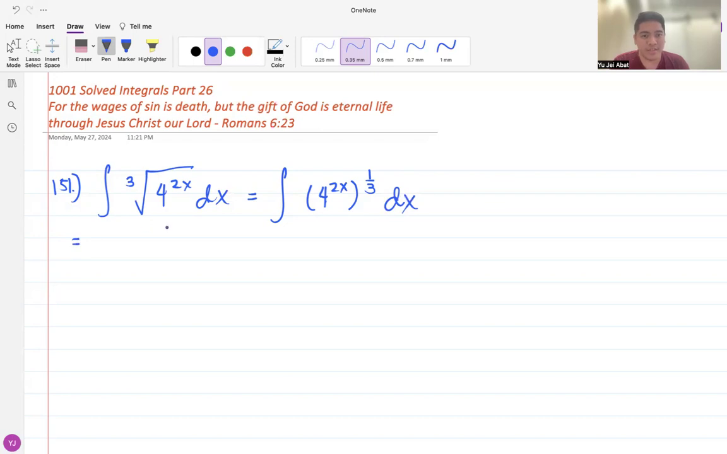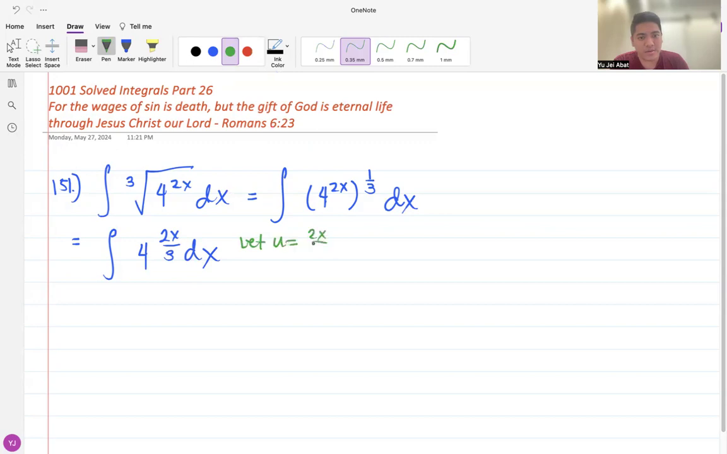So this is multiplication of exponents whenever we have a power raised to a power. So this becomes 4 raised to what? 2x all over 3. We have the dx here. So again, we are going to let u be 2x all over 3. That will be 2/3 of dx. I only have dx here, so I have 3 halves du equals dx.